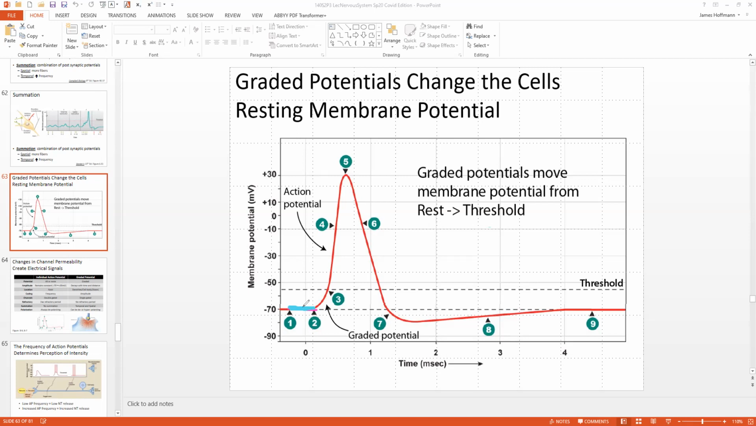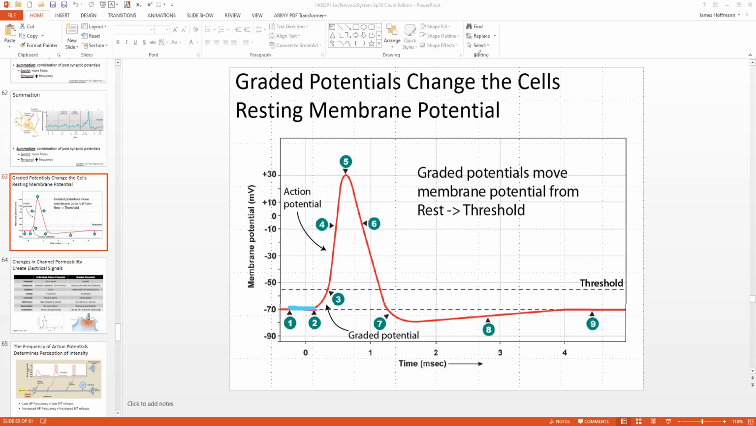The cell is mostly permeable to potassium right now. Most of the channels, relatively speaking, for sodium and potassium, like 97% of the channels are open for potassium, and only 3% of the channels are open for sodium. So there's a disproportionate amount of potassium channels that are open during rest.